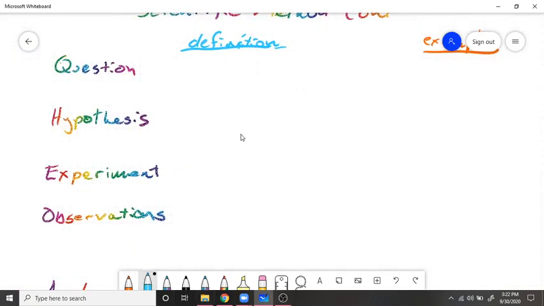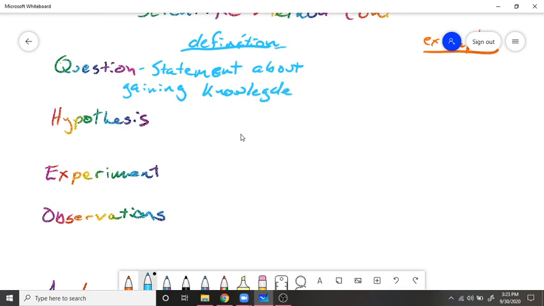All right. What is a question? A question is a statement that you make, a statement about gaining knowledge. We want to know, why is the sun so hot? So we're going to ask a question. Why is the sun so hot? So a question is a statement that you make because you want to gain knowledge about something.